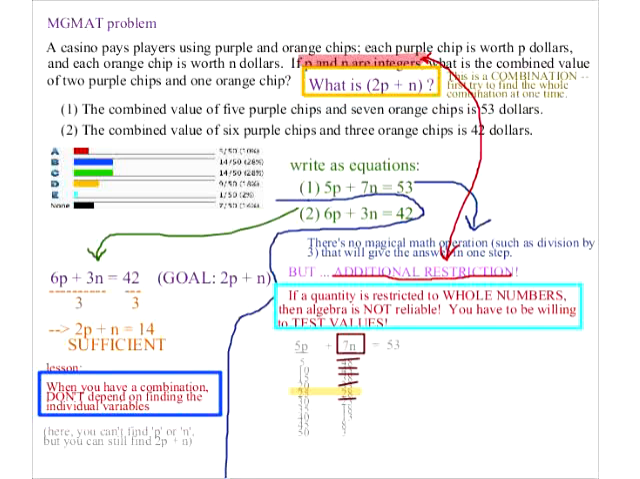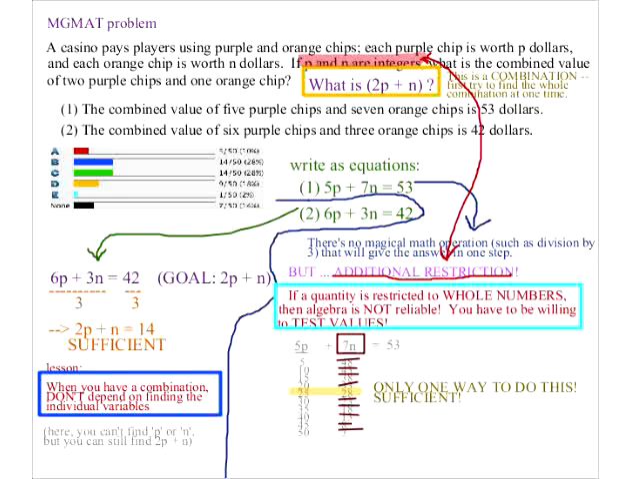Then 18 does not work, 23 does not work, 13 does not work, 8 does not work, 3 does not work. So it looks like we've only got one way of doing this. So that is sufficient. Algebra is not going to tell you that. There you go.